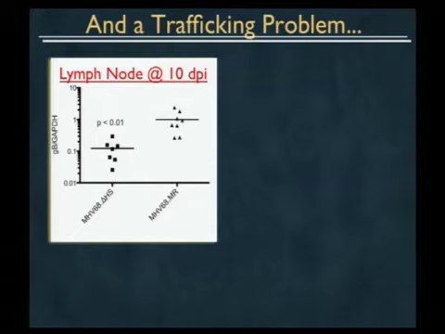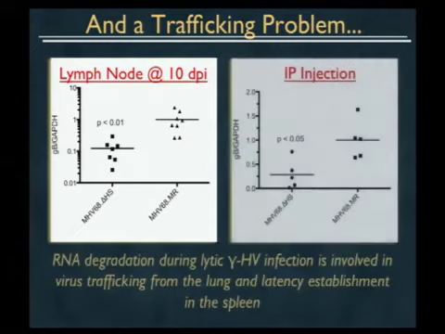But we don't think that's the case, and that's because he can bypass the need for trafficking altogether by doing an intraperitoneal injection, which basically the virus can get directly to the spleen, and he still sees that there is a significant defect in the ability of this mutant virus to accumulate in these splenocytes. And so it turns out that RNA degradation during lytic gamma herpesvirus infection is involved both in trafficking of the virus from the lung to the lymph and in establishing latency within these spleen cells, probably B cells within the spleen.